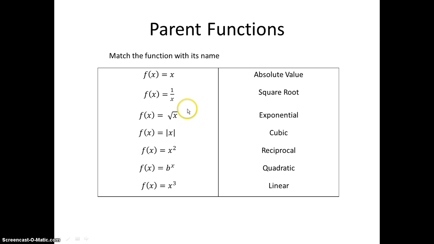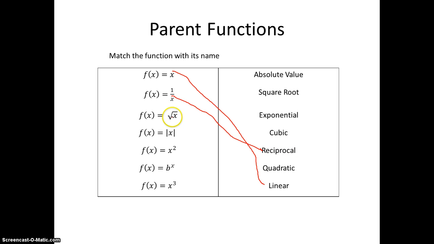Alright, so here's something that you might have to do. Match the function with its name. So linear, it's just x. X by itself or a combination of x will be linear. So we go right there. Now, if we have 1 over x, what's this? Well, it's going to be the reciprocal, right? X is in the denominator somewhere, it's a reciprocal. That's how you remember that. X in the denominator, it's a reciprocal function.